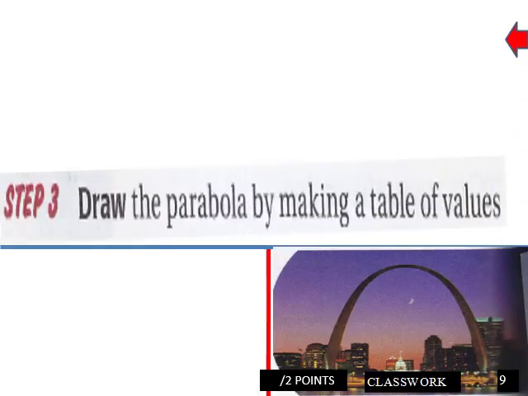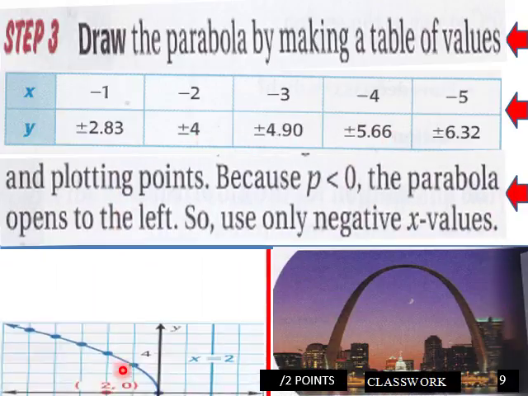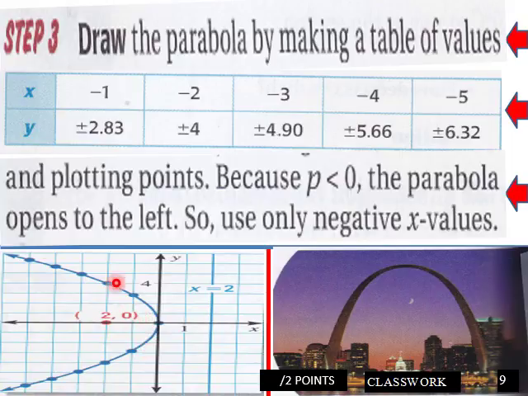So for the graph, draw the parabola by making a table of values. Here's our table of values. We have plus or minus values here because y is squared. So this would be what the parabola looks like. X equals 2 would be our directrix here. And then because p is less than 0, the parabola opens to the left. So we have an open-to-the-left situation here, so use only negative x values for this.